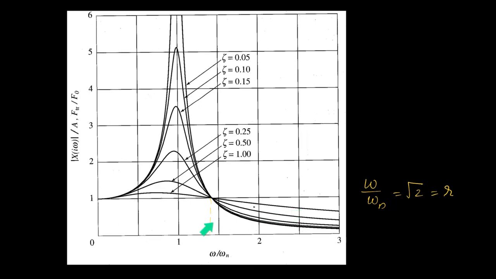So bringing down the zeta value may not help always. It depends upon where you are operating, whether you are operating to the right side of this particular line or to the left of this particular line. So that cannot be generalized.